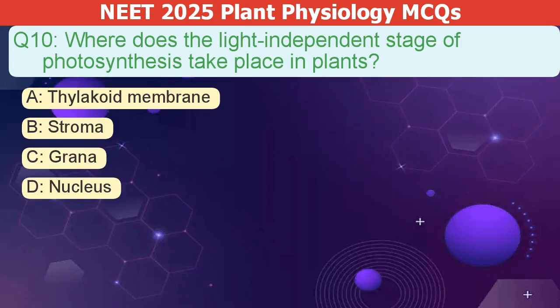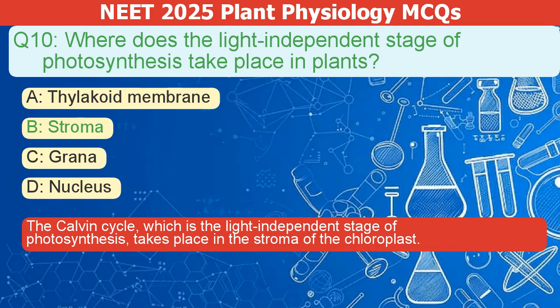Where does the light-independent stage of photosynthesis take place in plants? A. Thylakoid membrane. B. Stroma. C. Grana. D. Nucleus. The correct answer is B. The Calvin cycle, the light-independent stage of photosynthesis, takes place in the stroma of the chloroplast.